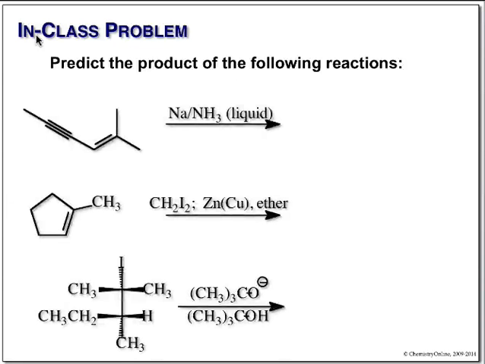Sodium, actively dissolving in liquid ammonia. It's bubbling, it's fizzing. This is reduction. We're going to reduce our triple bond to a trans-alkene. We already have 1 alkene in our product. Sodium and liquid ammonia won't touch it. So all we have to do is redraw this as a trans-alkene.